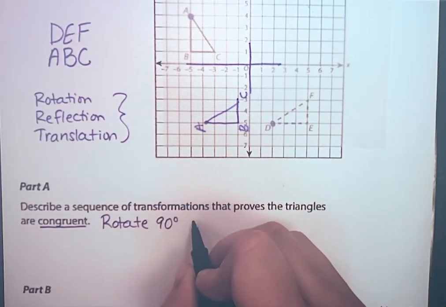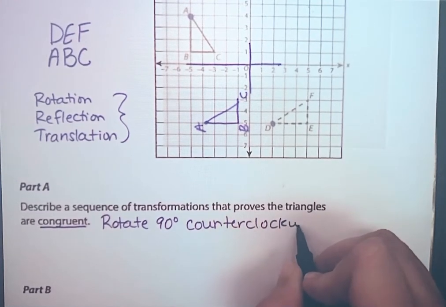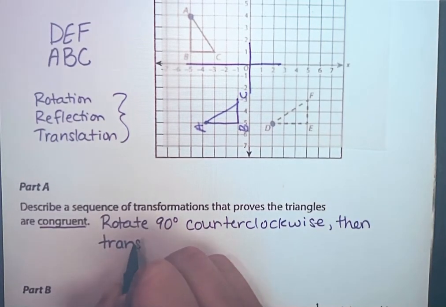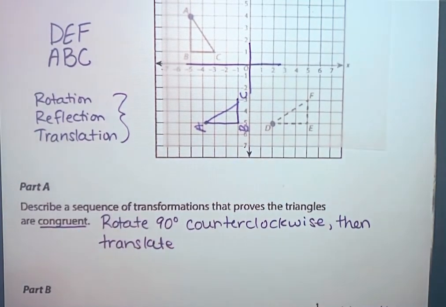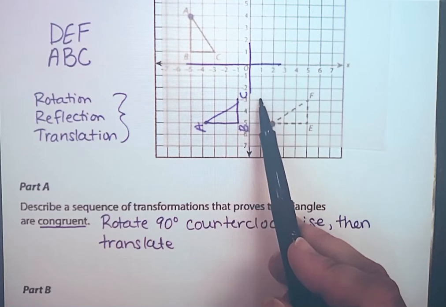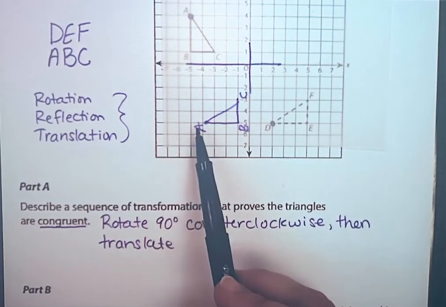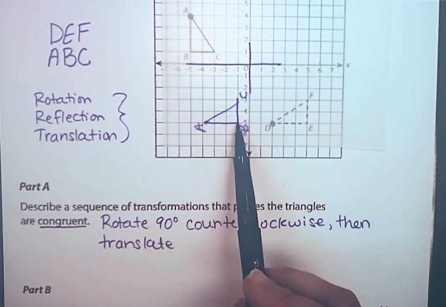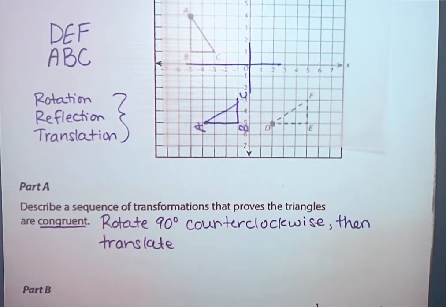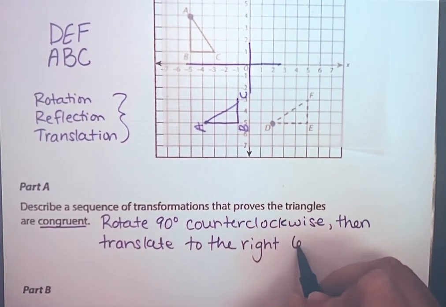90 degrees counterclockwise, then translate, and we have to figure out how far we're translating. So I'm going to leave it there. It's lined up. I would go over 1, 2, 3, 4, 5, 6. Okay, you can do that with each coordinate. A is going to move over 1, 2, 3, 4, 5, 6. B, same thing. You're going to move over 6 to get to E. So we're going to translate to the right 6 units.